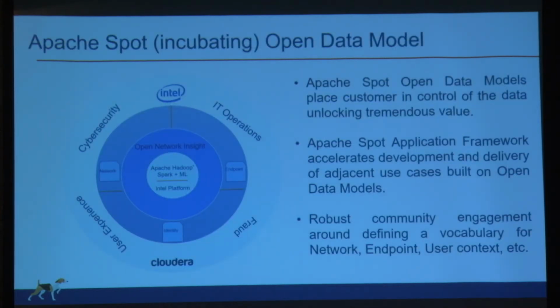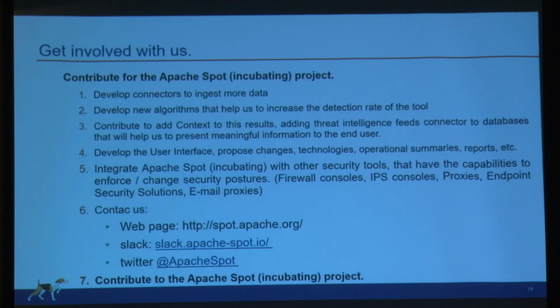And as I mentioned before, the other huge topic that we have right now is the open data model. We are creating this particular model in order to give a robust platform so you can collect whatever information you want and correlate the information inside of Apache Spot. The idea is that you don't need to go to other sources in order to find that particular information. And well, this is pretty much all.